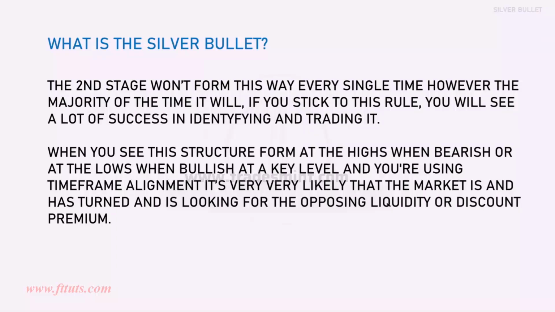However, the majority of the time it will. So if you stick to this rule, you will see a lot of success in identifying and trading it. When you see this structure form at the highs when bearish or at the lows when bullish, at the key level, importantly, and you're using time frame alignment, it's very likely that the market has turned and is looking for the opposing liquidity or discount and premium levels.